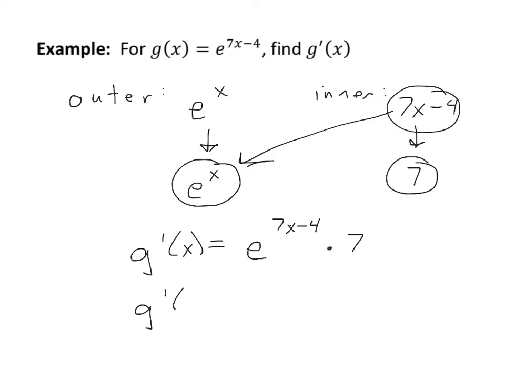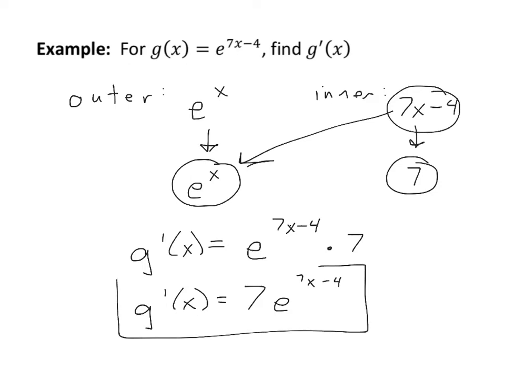And again, I would probably beautify this a bit by putting the constant in the front. It's kind of a standard way of writing this. So that's our derivative for this one. The derivative of e to the 7x minus 4 is 7 times e to the 7x minus 4.